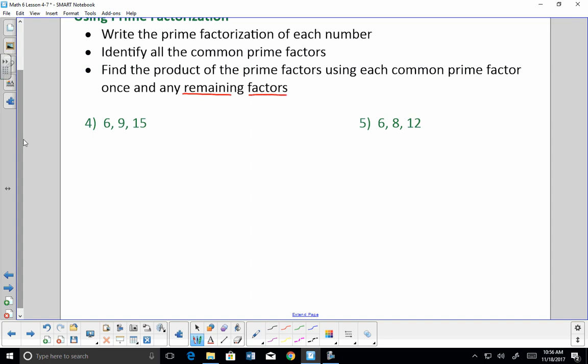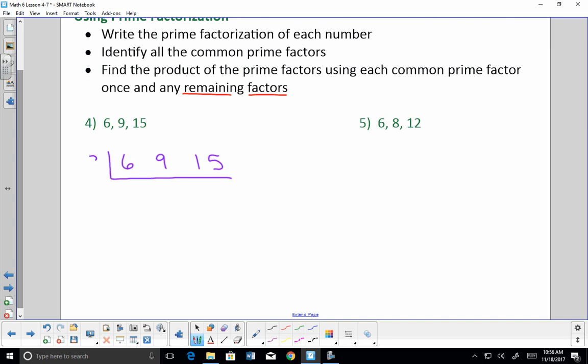And you could use either the division ladder to find prime factorization, or you can use a factor tree, whichever one you're more familiar with or comfortable with. Okay? If I have 6, 9, and 15, and I decided I wanted to use a division ladder, I need to find a number that divides evenly into 6, 9, and 15 that is prime. Okay? I know 3 will go into all of those.